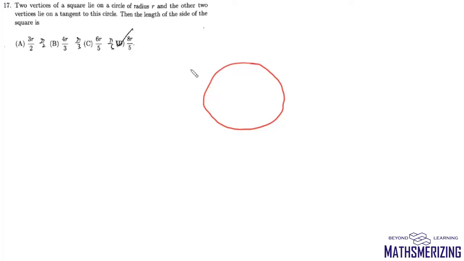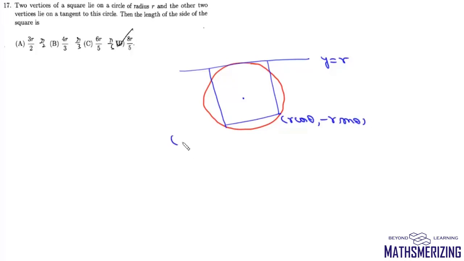Without loss of generality, let us assume this tangent is this line, which is y equals r. Now we'll draw a square here. Any point on the circle, we can write this as r cos theta and minus r sin theta, and let this point be minus r cos theta and minus r sin theta.